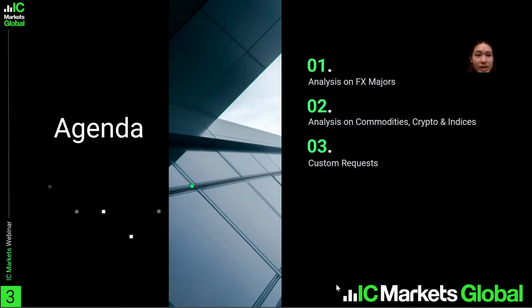So here's our agenda for today. We are going to start off by talking a bit about the FX majors first, followed by commodities, cryptos, and indices, and lastly any custom requests. But anyway, we will be going through all of the requests that you guys pop into the chat, so just feel free to let me know.